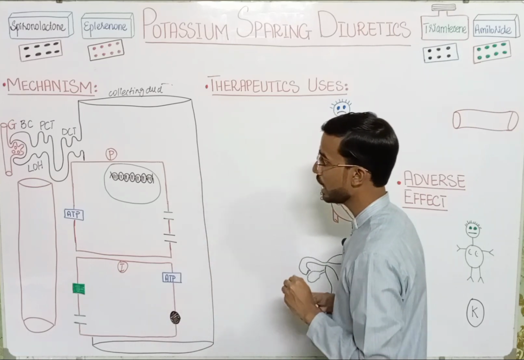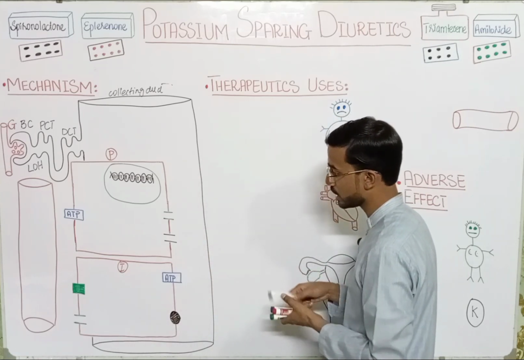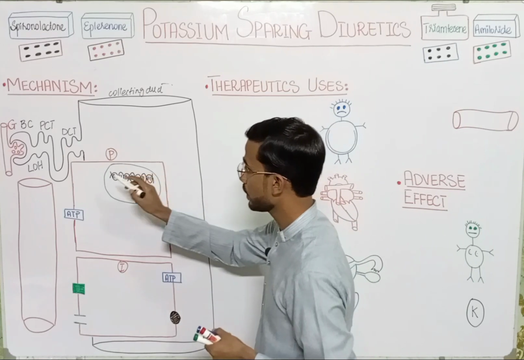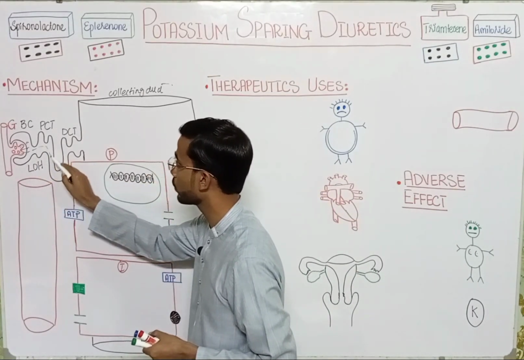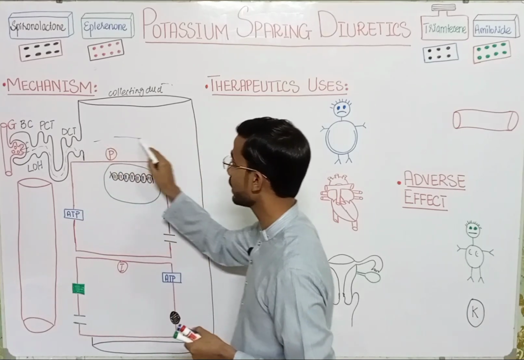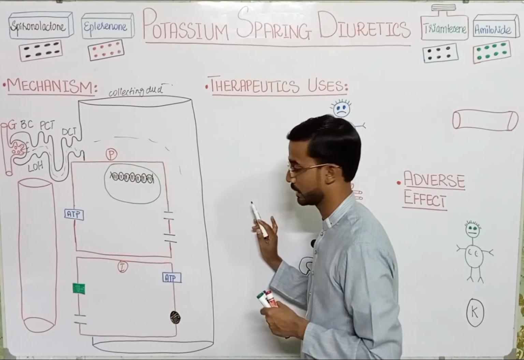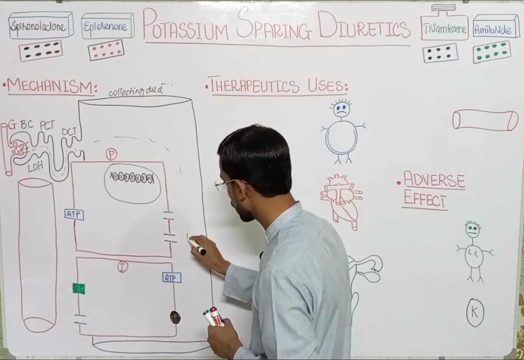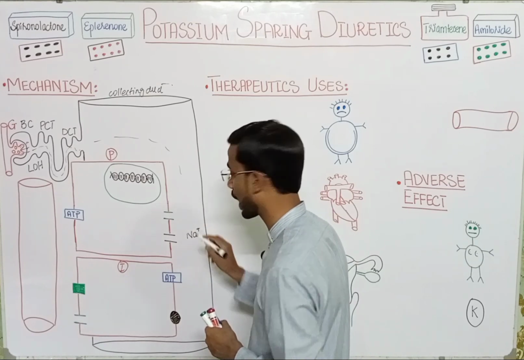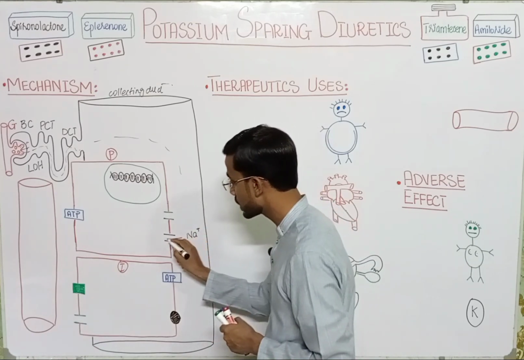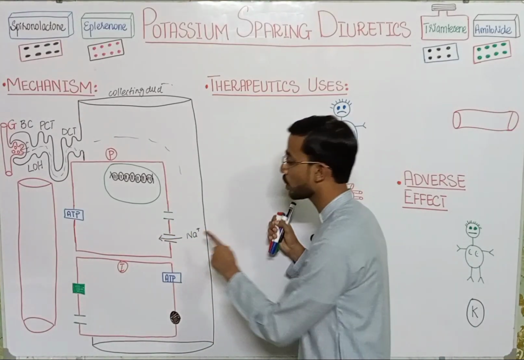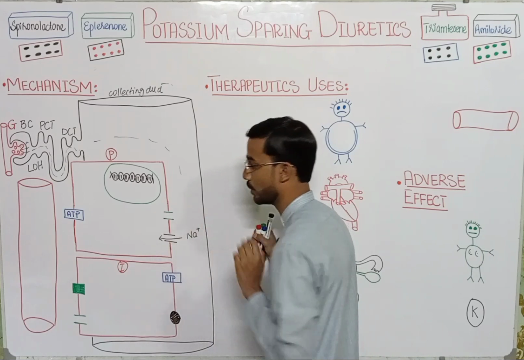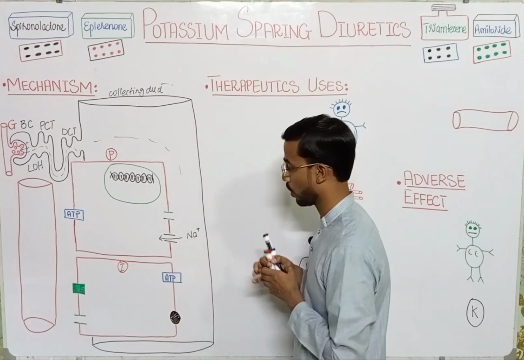So, first of all, the sodium that is filtered from the glomerulus moves through the tubule and ultimately reaches the collecting duct. Now, the sodium that is present in the collecting duct moves into the cell through the sodium channel. This is the sodium channel through which the sodium moves inward.